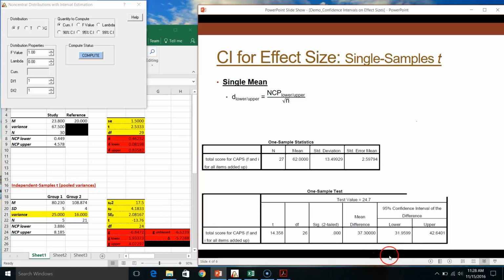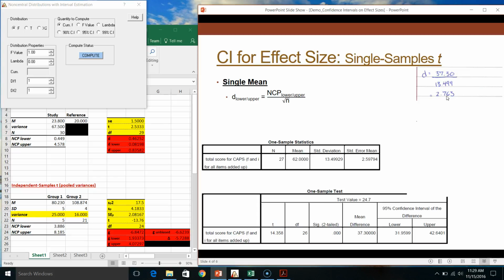Then the mean difference, and our upper and lower bounds for the confidence interval around this. So what we want to do first is calculate our effect size. Here, we take our mean difference, 37.3. Also, we take 62 and subtract 24.7, which gives us the difference between our sample and our test value. We divide that by the standard deviation of our sample. Remember, this is a single sample t-test, not a z-test, so we don't know the population variance, and we're going to use our sample statistic here. We divide those two, and we get an effect size of 2.76.